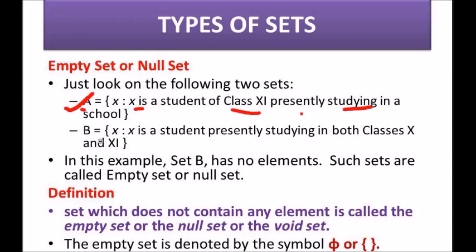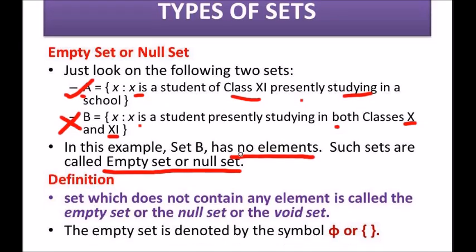Now consider another set B is equal to set of all x, such that x is a student presently studying in both classes 10 and 11. Is that possible? Think. It is not possible. Therefore, set B has no element. Such type of sets are called empty set or null set.